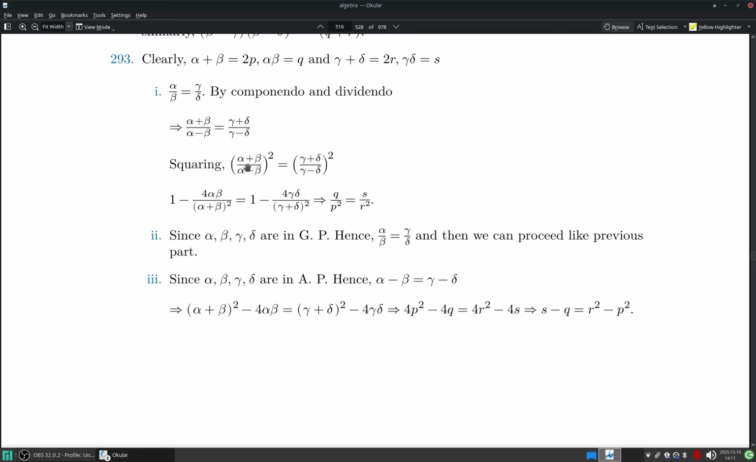You do this in inverse. So alpha minus beta goes to the top and alpha plus beta comes to the bottom. So after that, alpha plus beta whole square minus 4 alpha beta is alpha minus beta whole square. And similarly, you do for the right hand side.